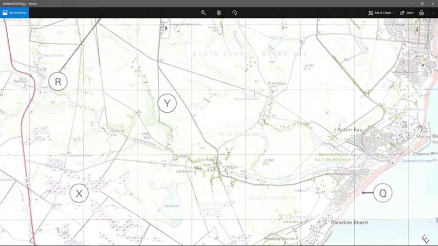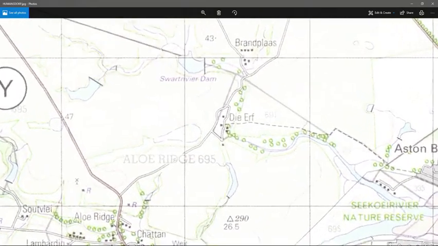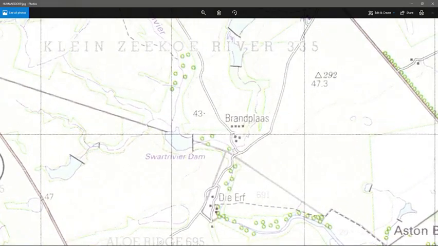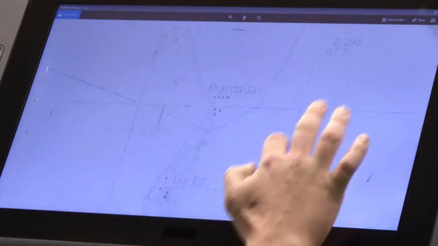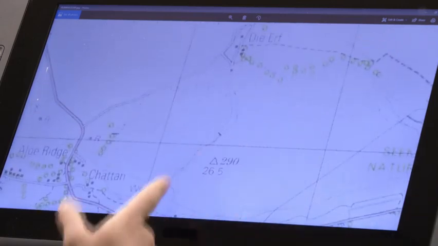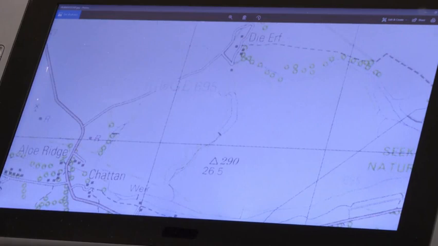From trig beacon 292, so from there to there. You need to calculate the bearing from there, trig beacon 292, to trig beacon 290. Now, what are your simple rules of bearing? Very importantly, you need your protractor.